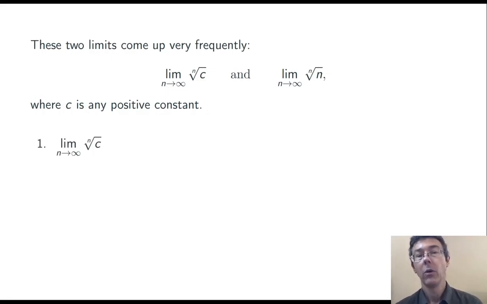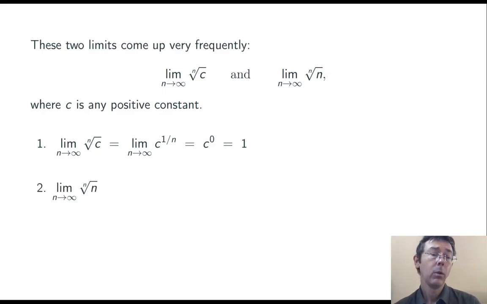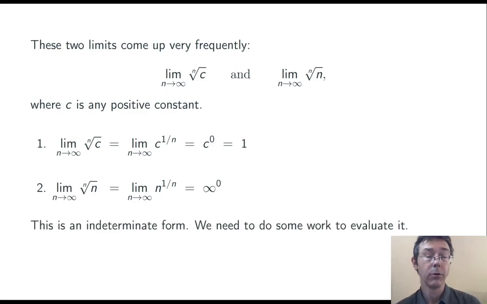All right, so when I see the nth root of c, I'm thinking of c to the 1 over n. And as n goes to infinity, I'm getting c to the 0, which is just going to be 1. So that first limit's fairly simple. What about the limit as n goes to infinity of the nth root of n? I'm again thinking of it as n to the 1 over n. Here, however, I'm getting an infinity to the 0 indeterminate form. I'm going to need to do some more work to evaluate that.